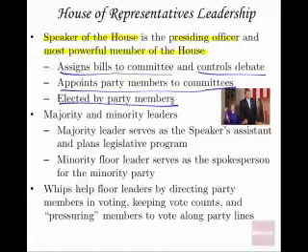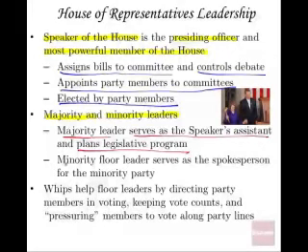You have a platform that not many other members in the House have. There's also majority leaders. So as majority and minority leaders, the majority leader is going to serve as the Speaker's assistant, and they're going to help plan the legislative program. Now the minority floor leader serves as the spokesperson for the minority party. Again, they might not be the leader of the party as a whole, but as far as the House is concerned, they would be the leader of the minority party.